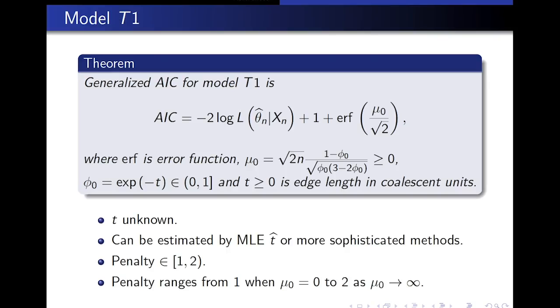Unfortunately, T is unknown, so we have to estimate the penalty, which we can do using the MLE or some other means. And the penalty ranges from 1 when the edge length T is 0 to 2 as the edge length T diverges towards infinity. Roughly speaking, this means that the T1 model behaves as if there is half a parameter when the edge length is 0, 1 parameter when the edge length is infinite, and something in between for positive edge lengths.